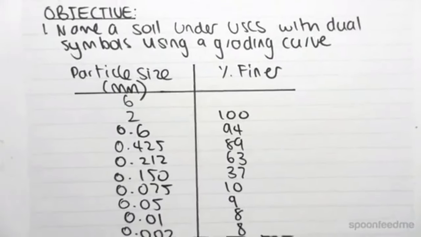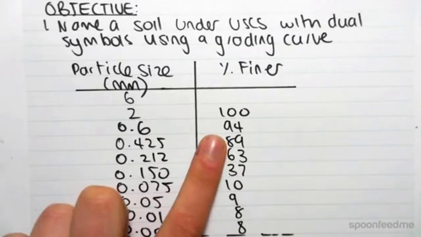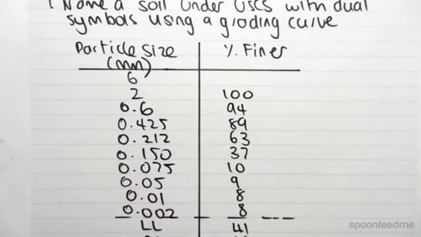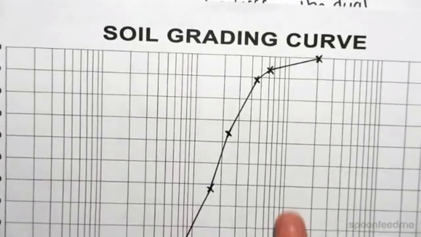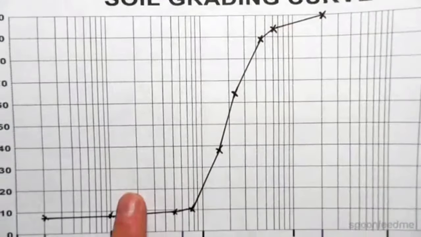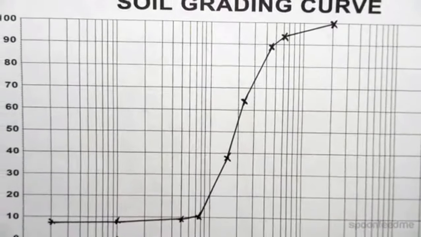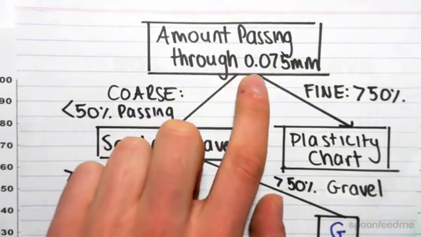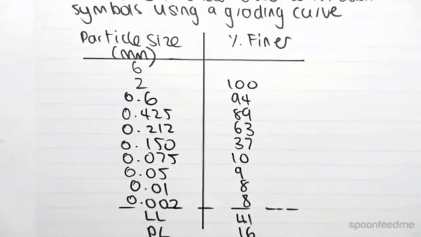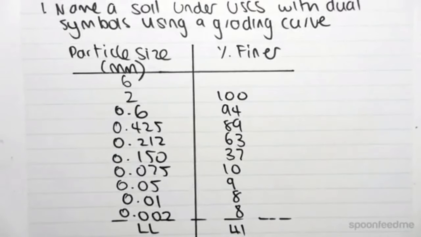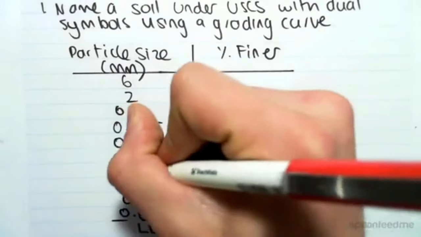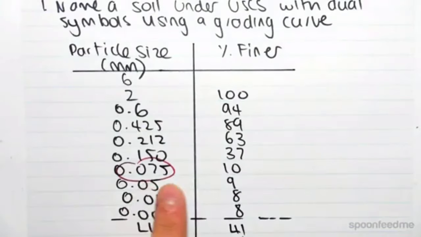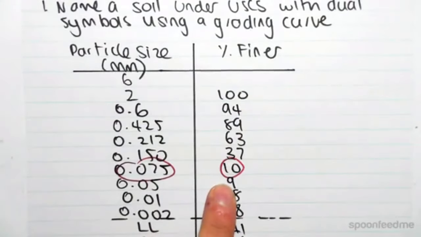So if we do this example, particle size against percent finer, once again I have drawn the grading curve, which is just plotting corresponding points and connecting them all up. So let's go to our flowchart. First thing, amount passing through 0.075 millimeters. So we would come to this critical value, and then we would get 0.075, 10% has passed through.